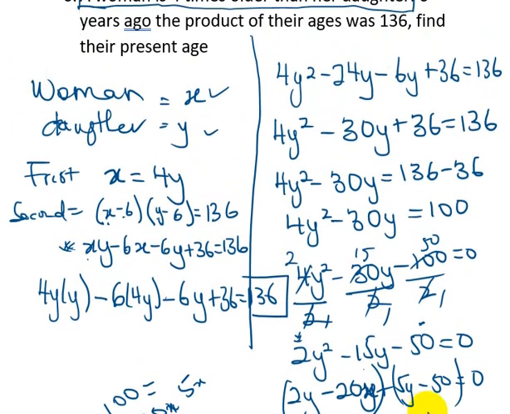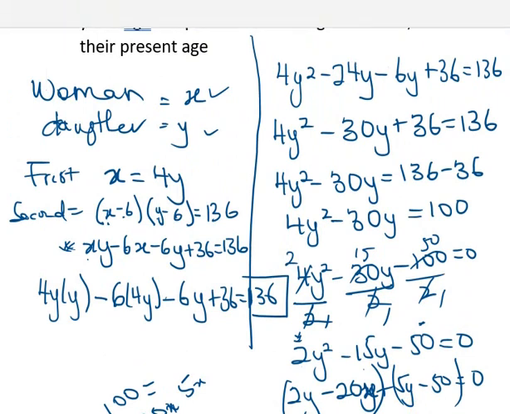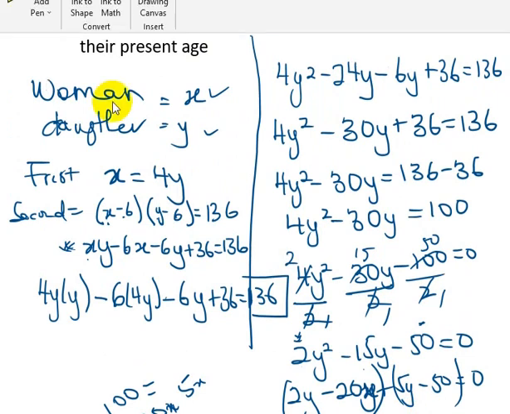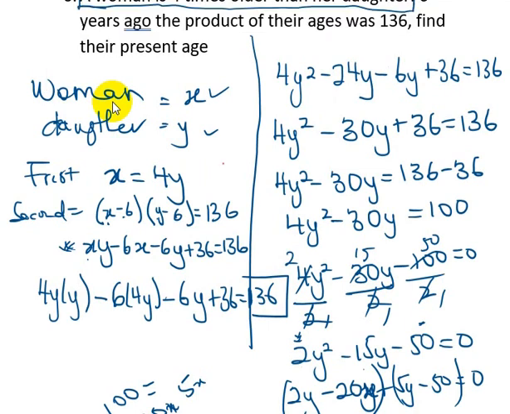So when we come back to the question, let me prove you correct. If we are saying that y is 10, it means that for this statement, I will have x being equal to 4 bracket 10. And x will give me 40. That is the age of the mother.